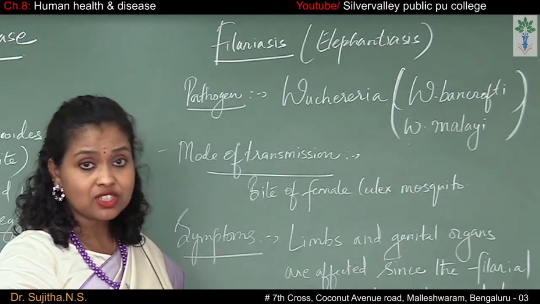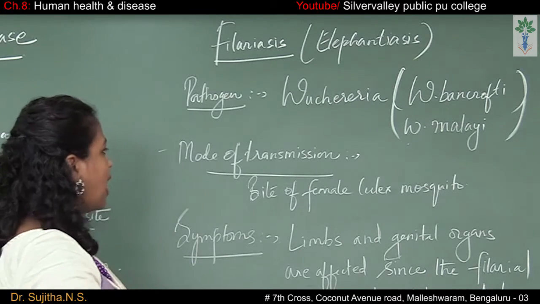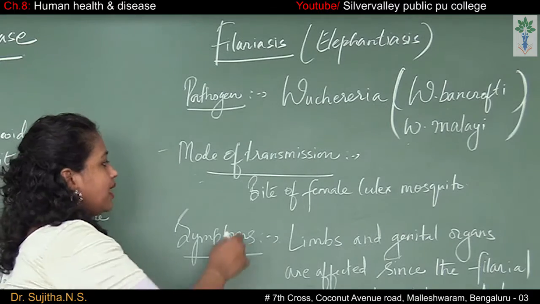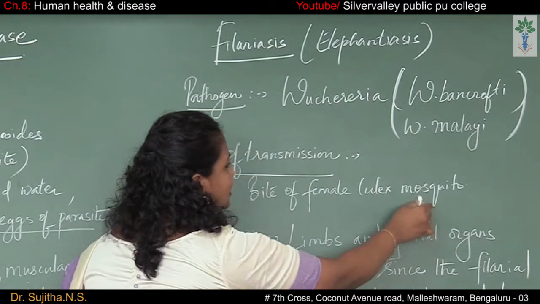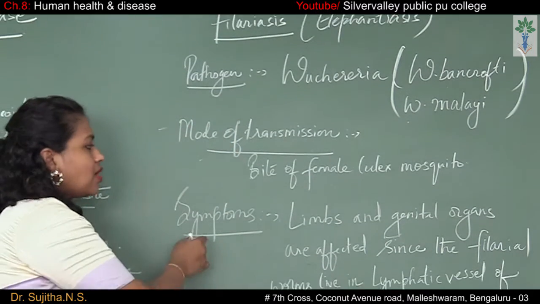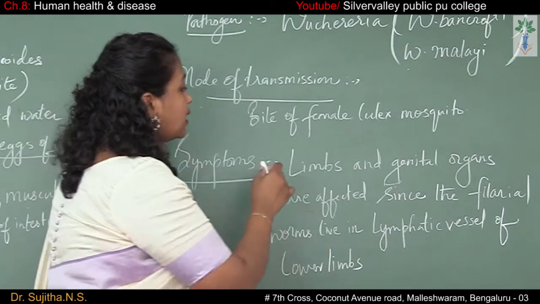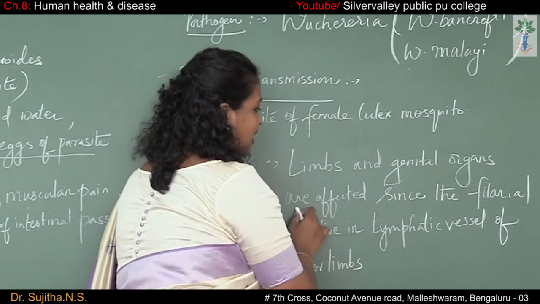These are the two different species of Wuchereria. And the mode of transmission: here the disease is transmitted by the bite of the female Culex mosquito. And what are the symptoms of this disease? The symptoms of this disease are that the limbs and the genital organs are affected.